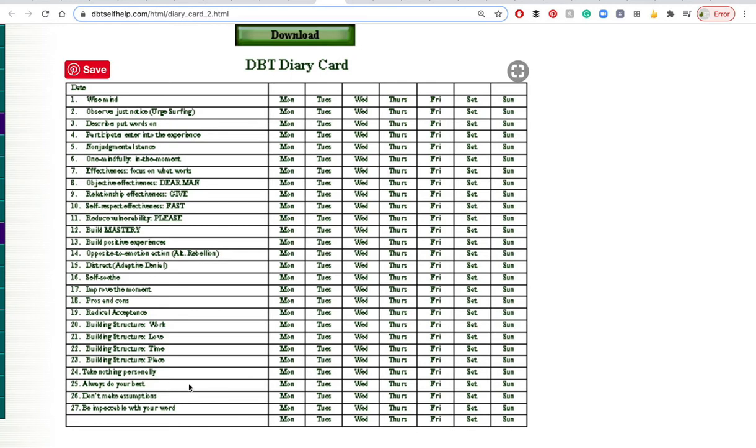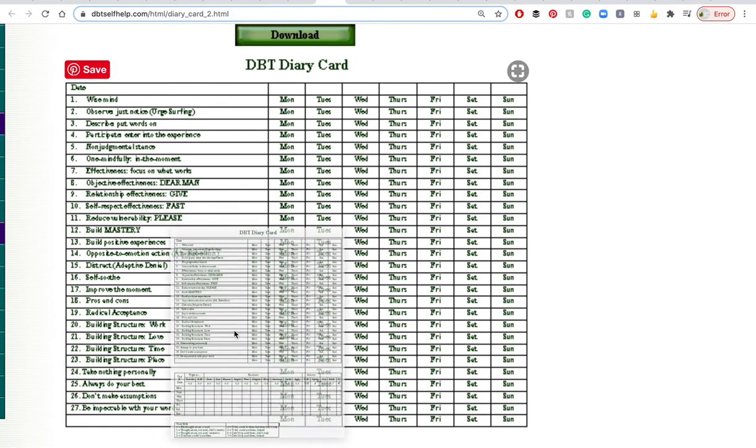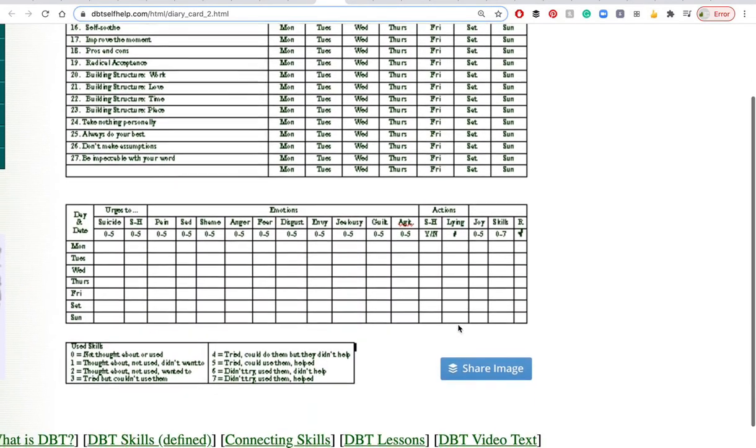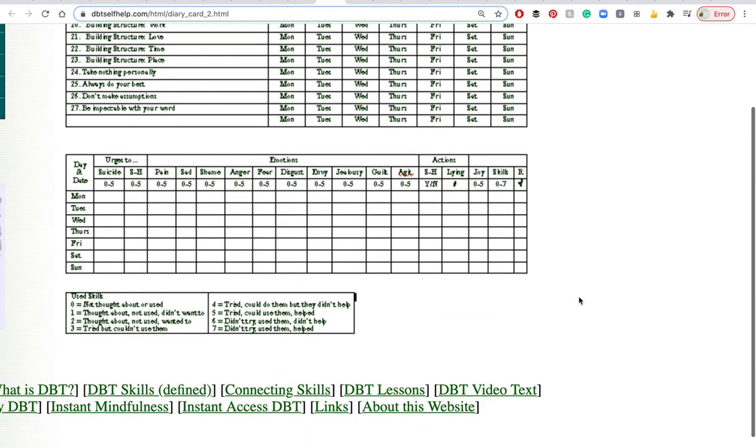So you will see at the bottom of this one, there are certain things. There's that building structure again, and there are also things such as take nothing personally, always do your best, don't make assumptions, be impeccable with your words. This is something that somebody else had created as well, and they did add that top piece that you saw from the last one and that 1 to 7, that original here. If it's hard to read, that says jealousy, and I believe that is agitation over there.